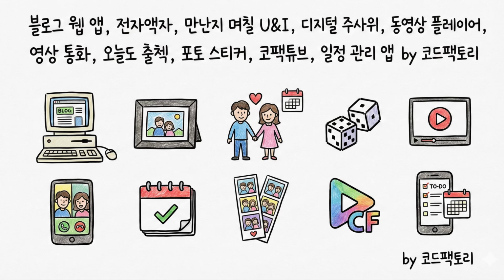The example projects include 프로그래밍, which is a blogging app; Untitled, which transforms mobile devices into an electronic frame; You&I, which is a day counting app for lovers; 디지털 주사위, which is a digital dice; 동영상 플레이어, which is a media player; 영상 통화, which is a video calling app; 오늘도 출첵, which records geolocation; 포토 스티커, which is a photo sticker app; 코드팩토리의, which is a YouTube app; and 일정 관리 앱, which is a schedule management app.